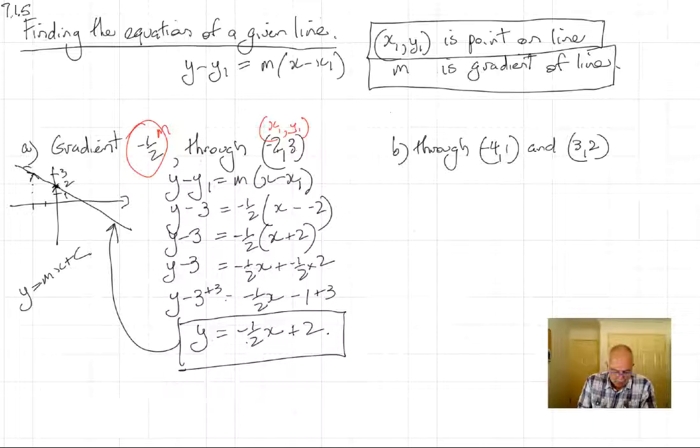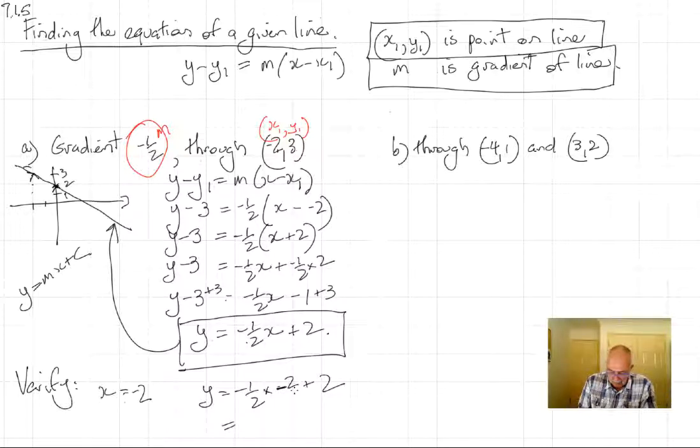We could verify that this point is on the line, because if I put the x value of this point up here, I should get the y value. So x equals negative 2. We know this is a point on the line. We get y equals negative a half times negative 2 plus 1. Plus 2, sorry.